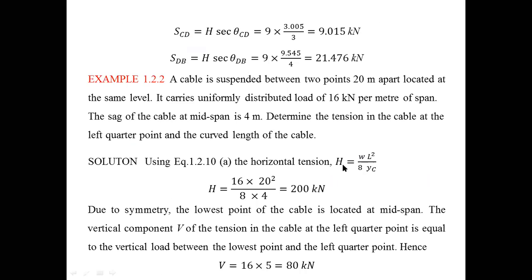What is WL square by 8? It is Mb. And YC is the dip at mid span, the vertical ordinate at mid span, given as 4 meters. So you know the Mb, you know the YC. Then you find the horizontal reaction at the support, 200 kN.